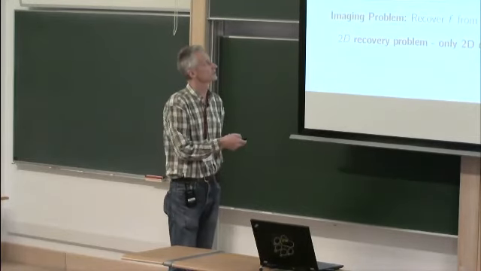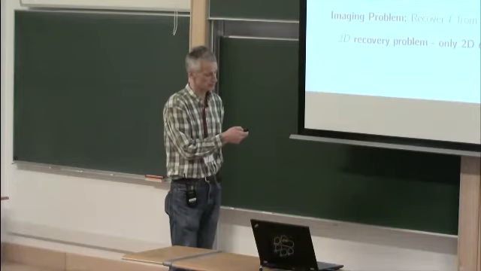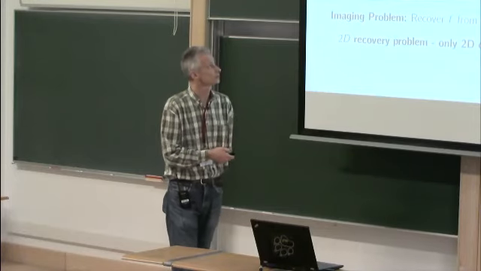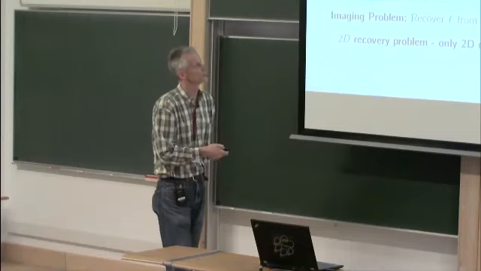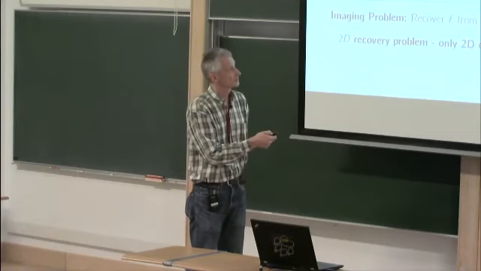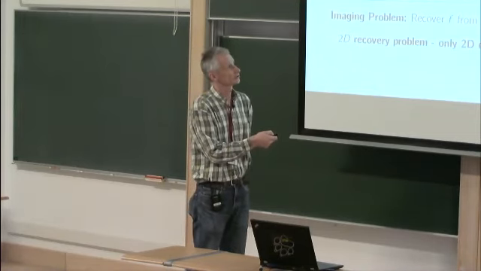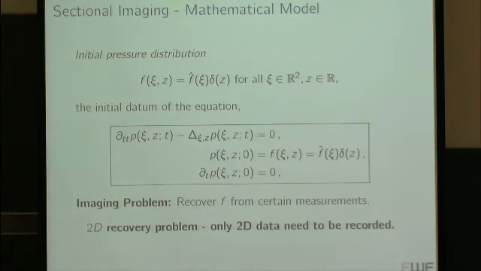And then you have the imaging problem. Nothing changes from before, so it's still the same wave equation, with the wave speed normalized to 1, and the initialization is now the two-dimensional function times the delta distribution.